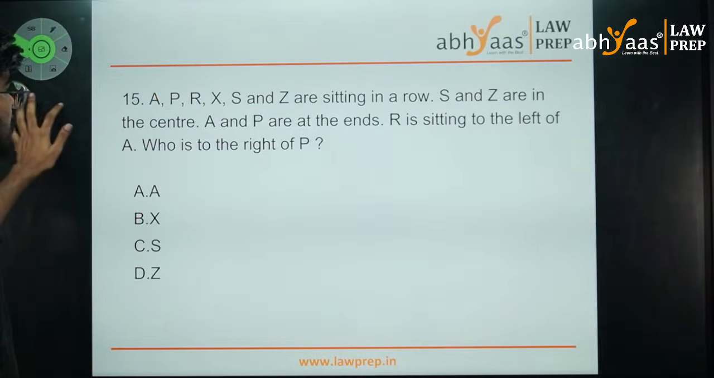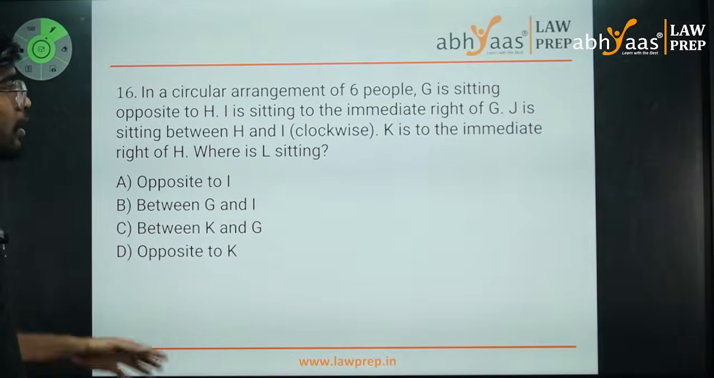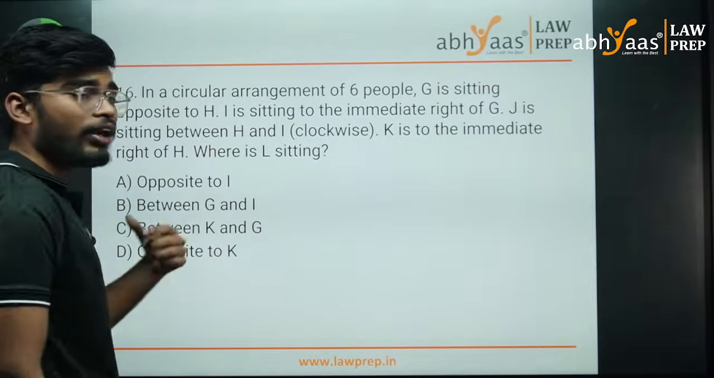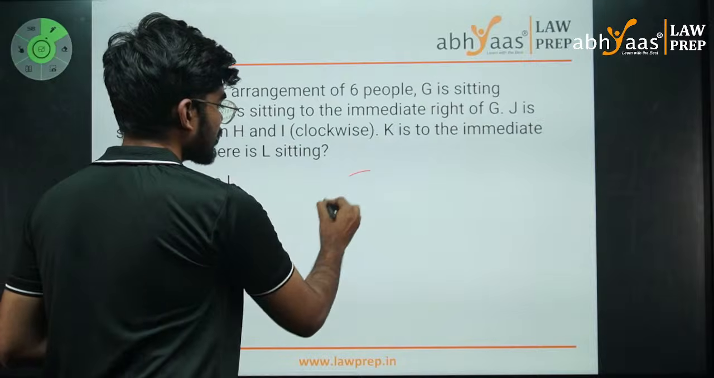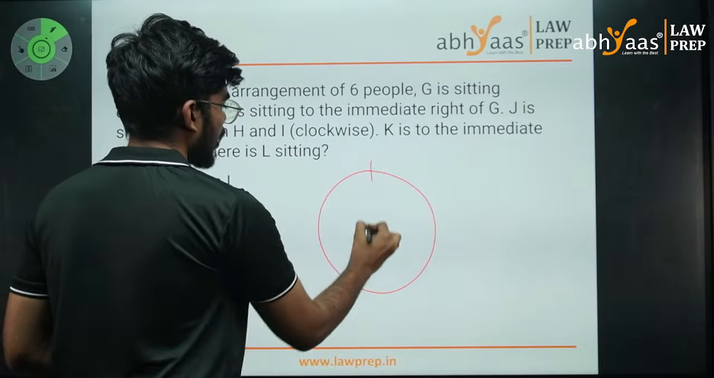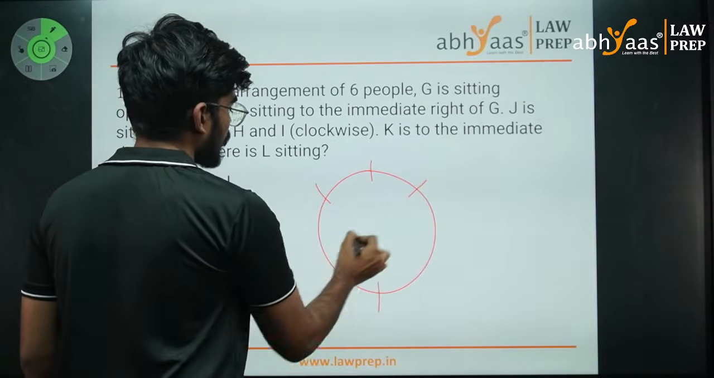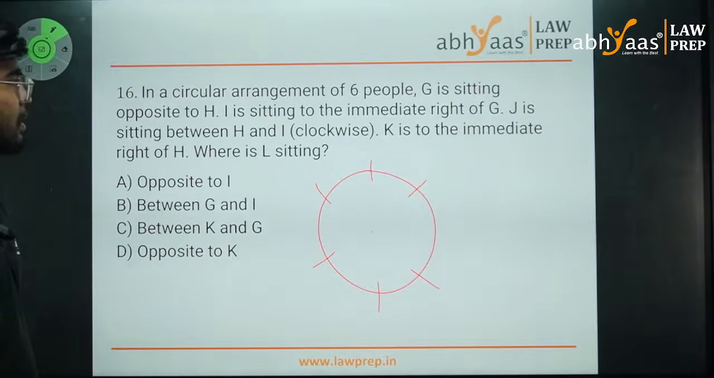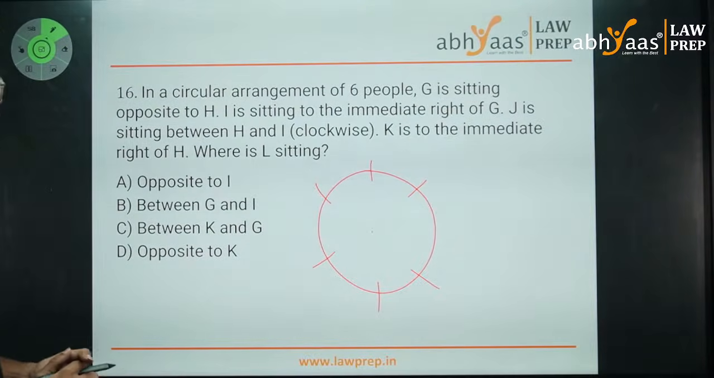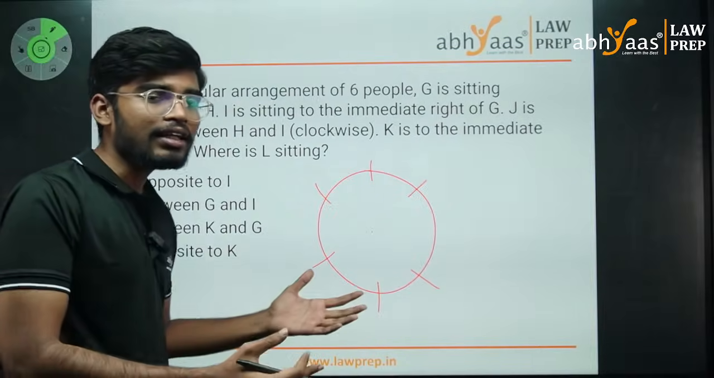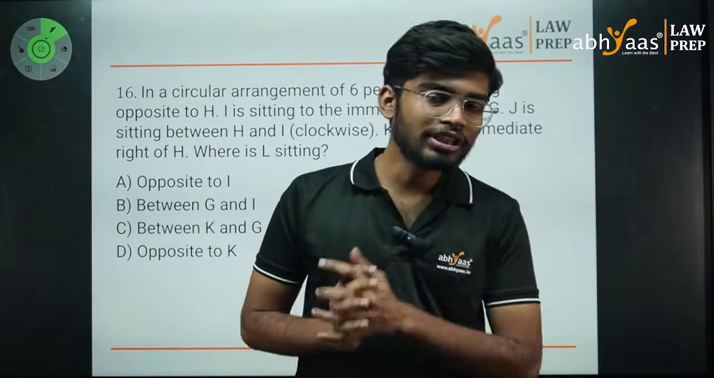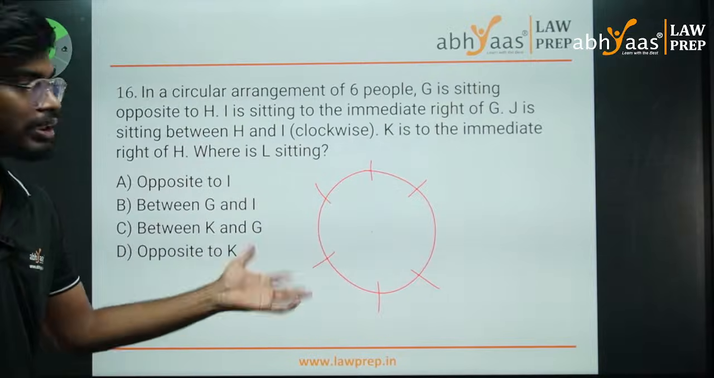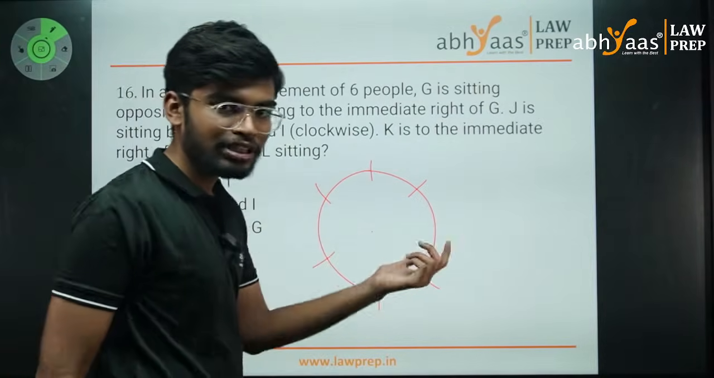Moving to the next question. In a circular arrangement of 6 people, how did I tell you to arrange? Just draw a circle, 1, 2, 3, 4, 5 and 6. So this is the center. G is sitting opposite to H. Now, in general, in your UG standard questions, they'll mention facing towards the center. If they did not mention, you have to consider that they are facing towards the center.